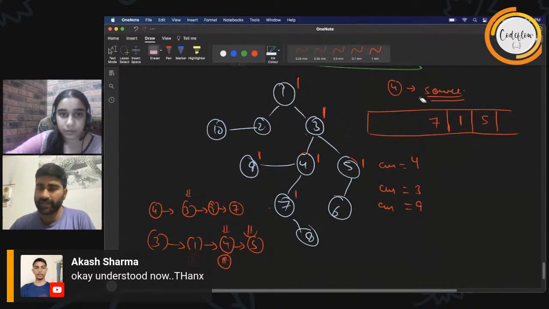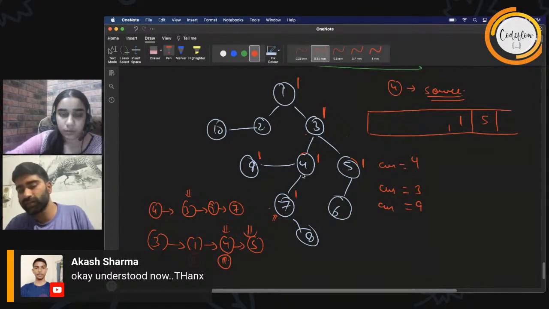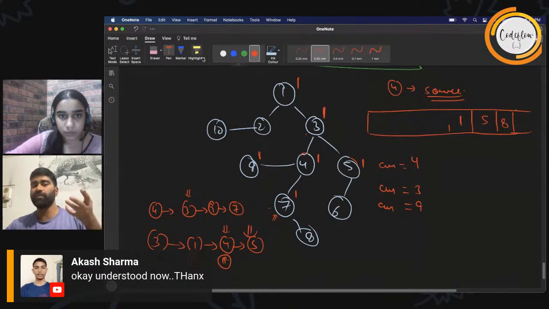So in the next iteration again, 7 will be picked from the queue. So where is 7? Yeah, we have 7 over here. So adjacency list of 7 contains 4 and 8. 4 is already visited, so 8 will be pushed in back of my queue, right? Now we'll move on to the next iteration. 1 will be picked up in the next iteration, and adjacency list of 1 includes 2 and 3. 3 is already visited, so 2 will be pushed behind my queue, right?